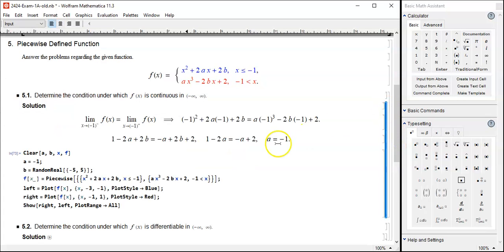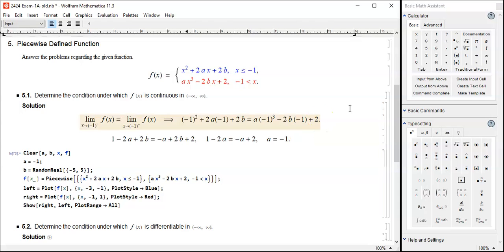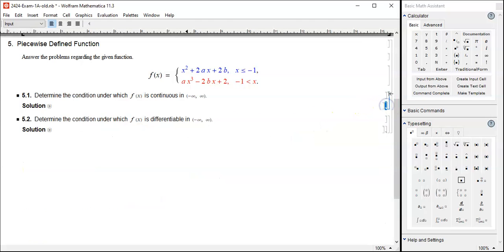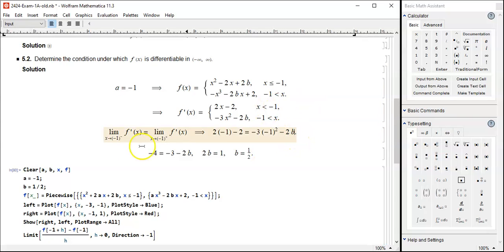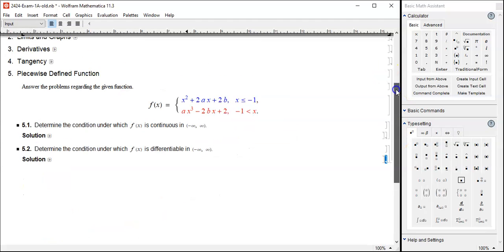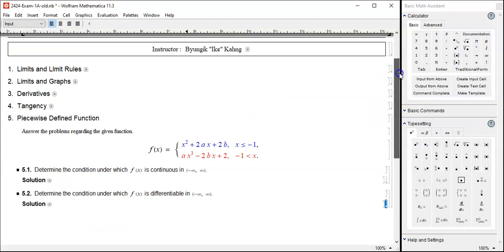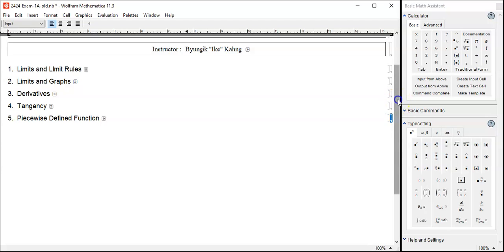Is that what I did here? Yeah, basically. Set left-hand side and right-hand side equal to each other. And here again, left-hand side and right-hand side equal to each other. So we have two equations, two unknowns, and then some tedious computation. We can find a and b.